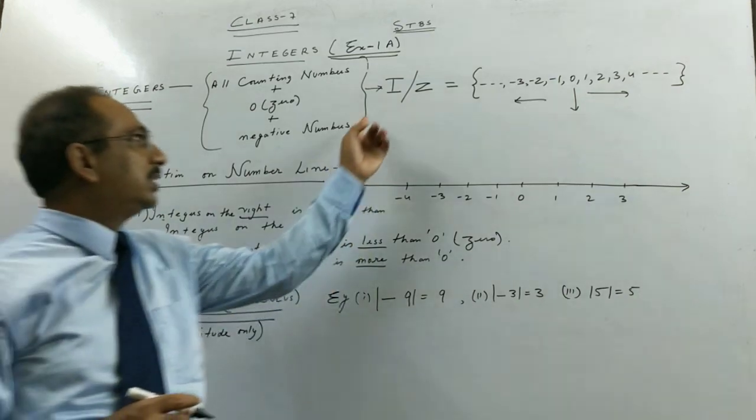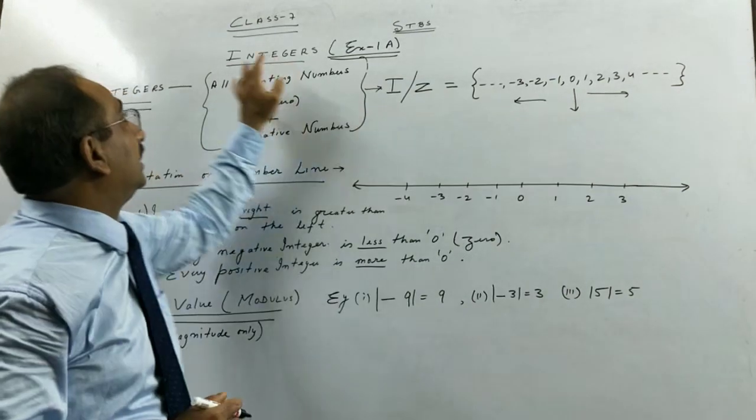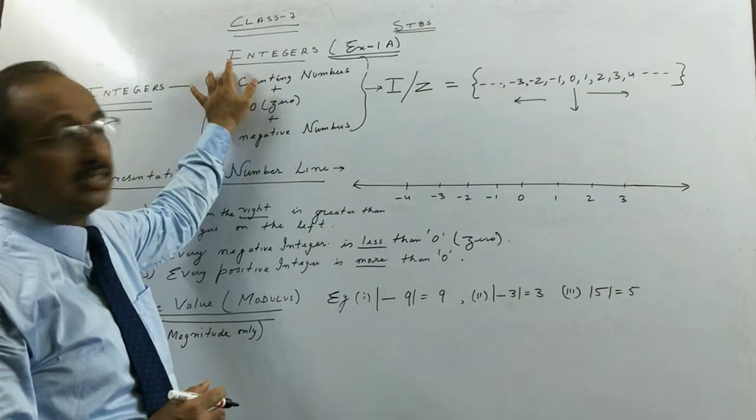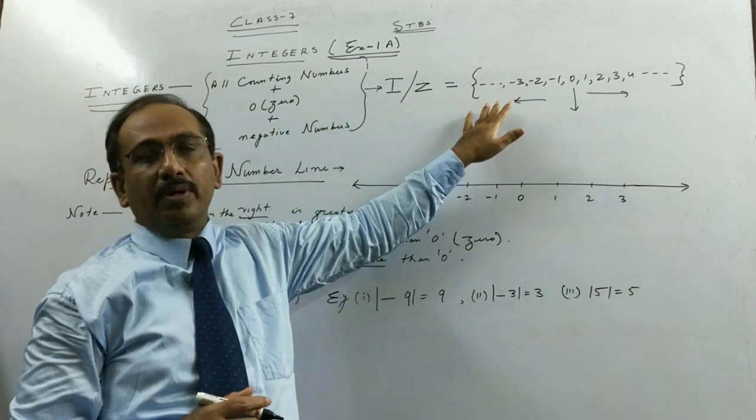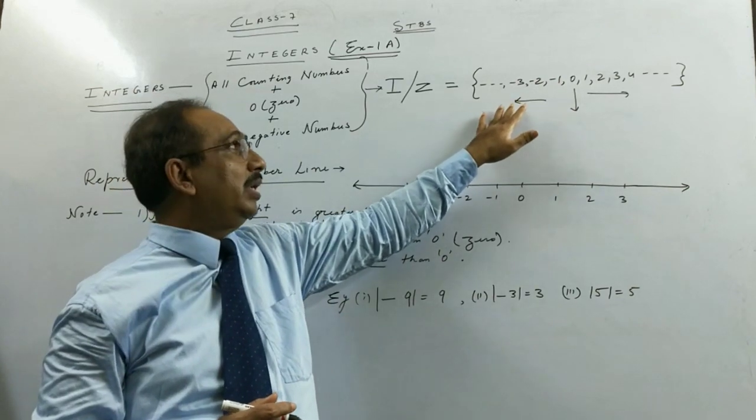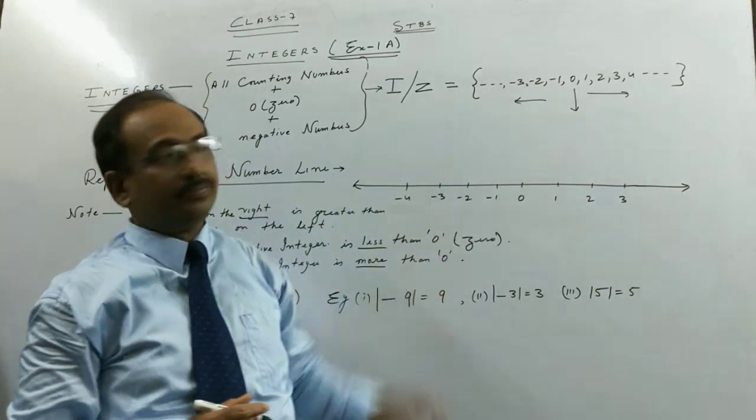which is represented in set notation, which you will see either by I, because integers' first letter is I, or Z, and this is how we put it in tabular form in sets.